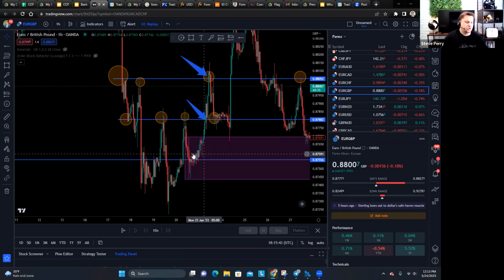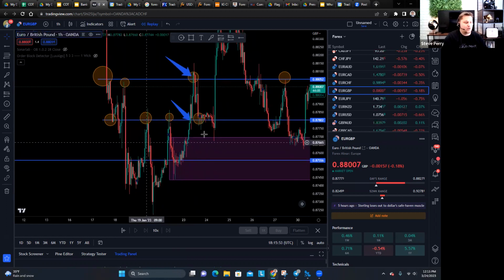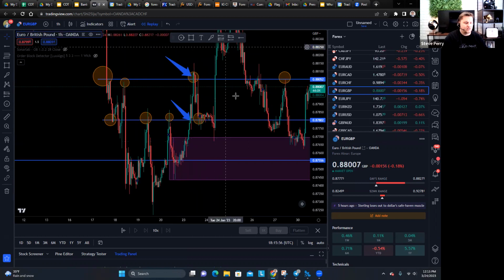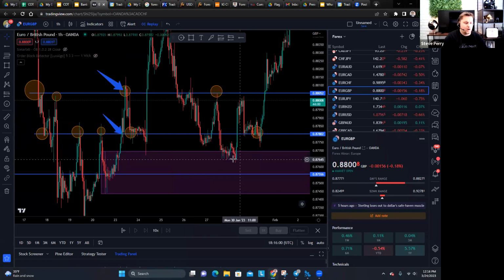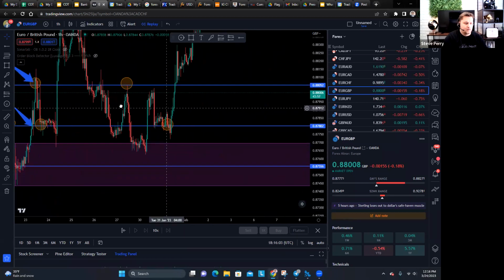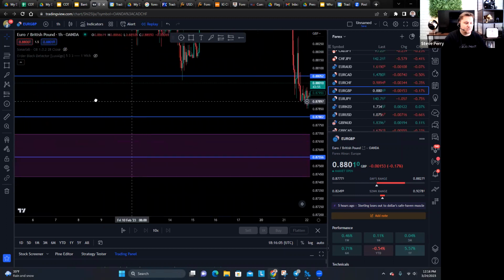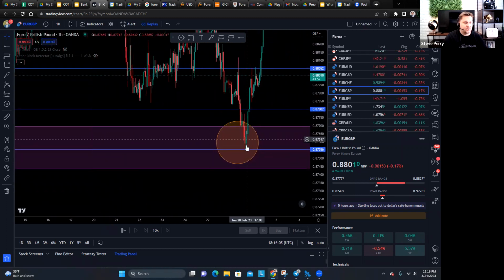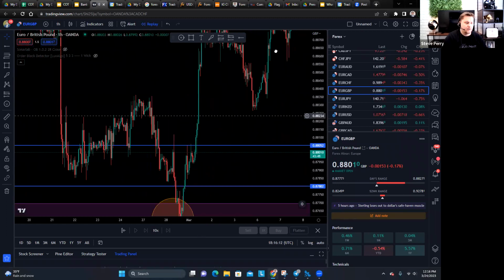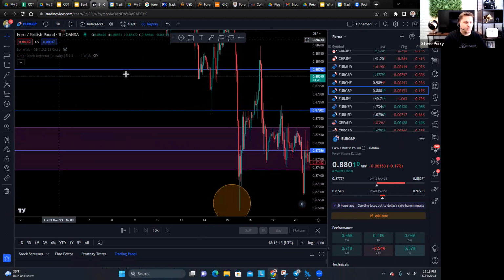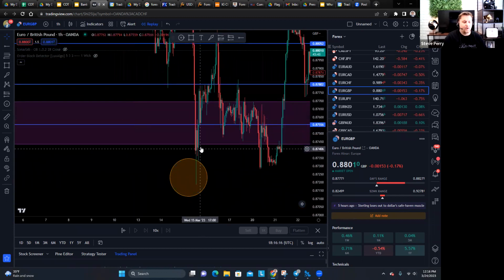Whatever consolidation took place in here is liquidity. This is liquidity. 100% that's liquidity. Okay, look at the market. It dipped into liquidity right here. Boom, it's gone. As soon as it dipped into liquidity, it's gone. Dipped into liquidity here, gone. Let's keep fast forwarding. Let's see. Dipped into liquidity right here, gone. Absolutely gone, right?